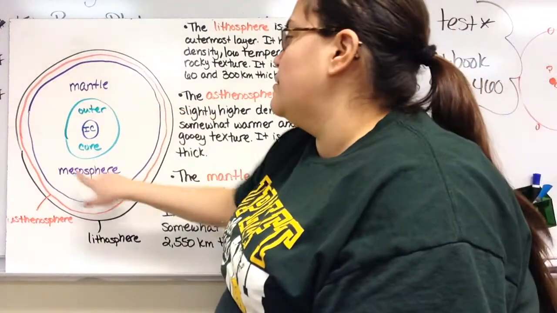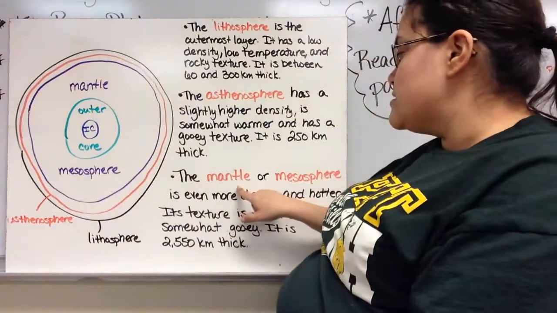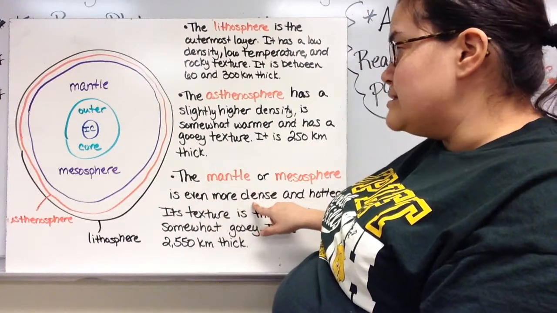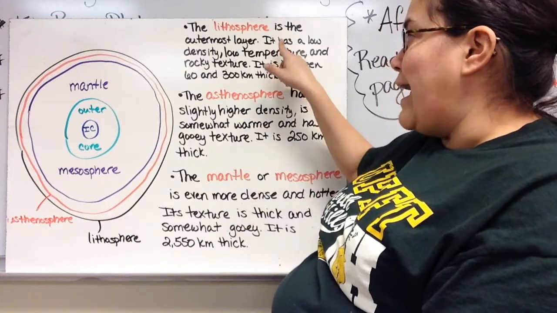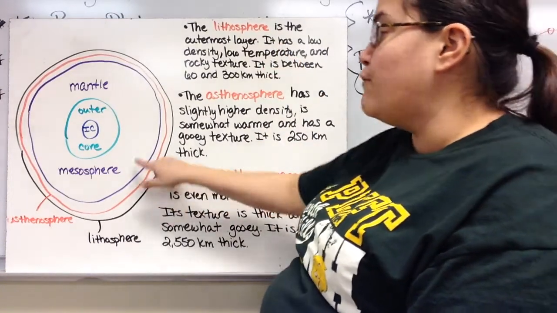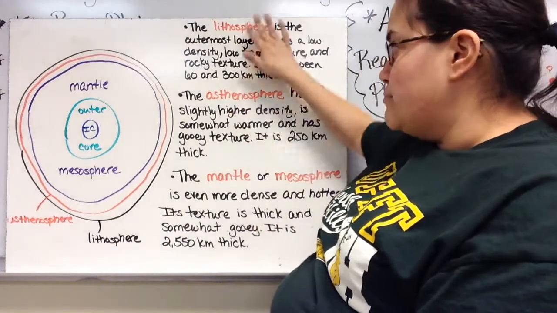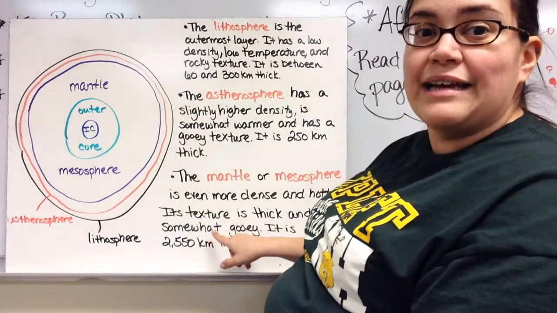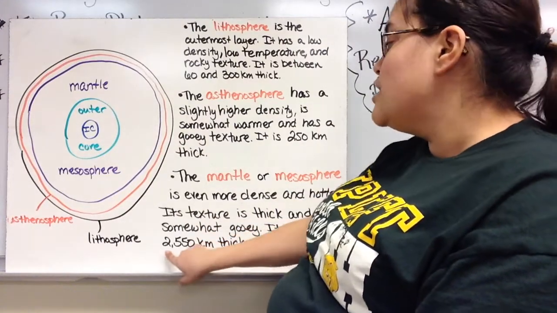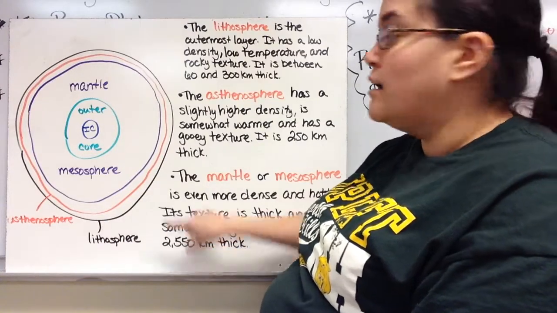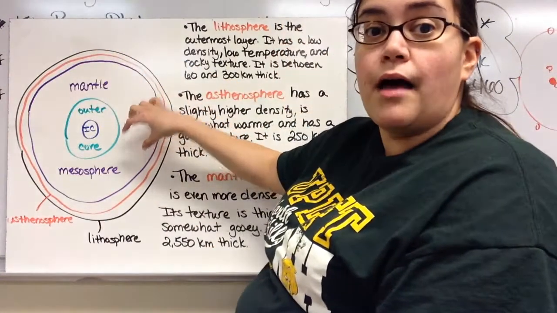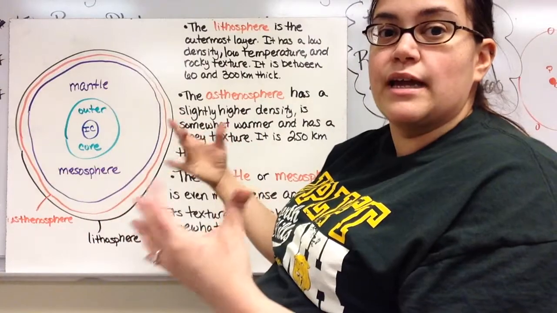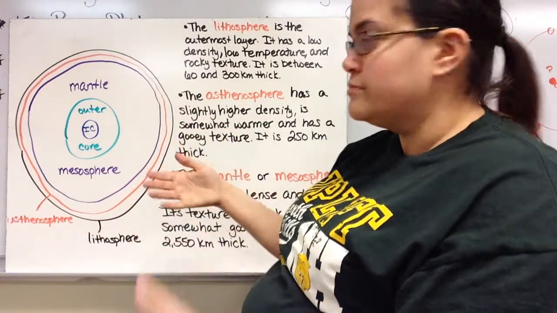And then this next part, the big purple section, is the mantle or mesosphere. And remember, these both start with M, so it's easy to remember. This is even more dense, so it has a higher density than the asthenosphere and the lithosphere, and it's hotter. So far, this is our hottest layer going in. It's hotter than both of these. Its texture is thicker than the asthenosphere, but it's still kind of gooey, like it moves around. And it is 2,550 kilometers thick. So this mantle or mesosphere makes up the majority of the planet. The inside of the planet is mostly this kind of thick, gooey, hot stuff.